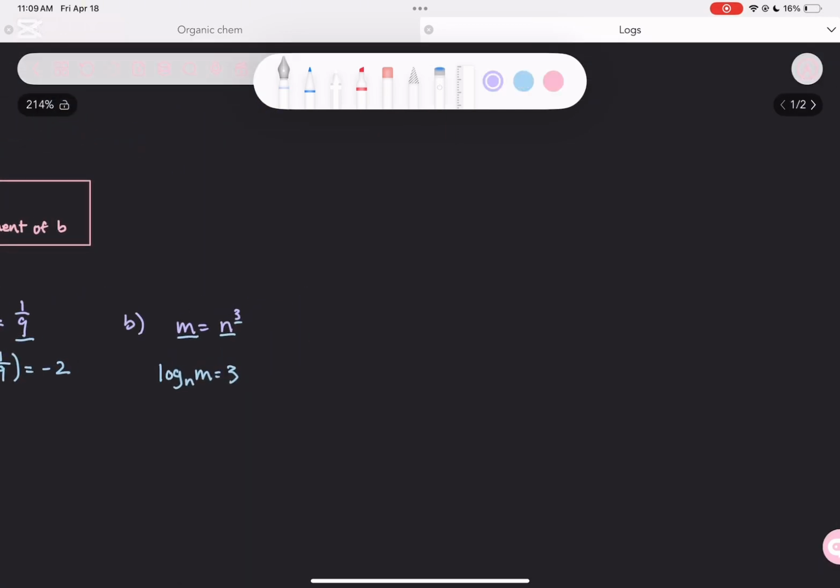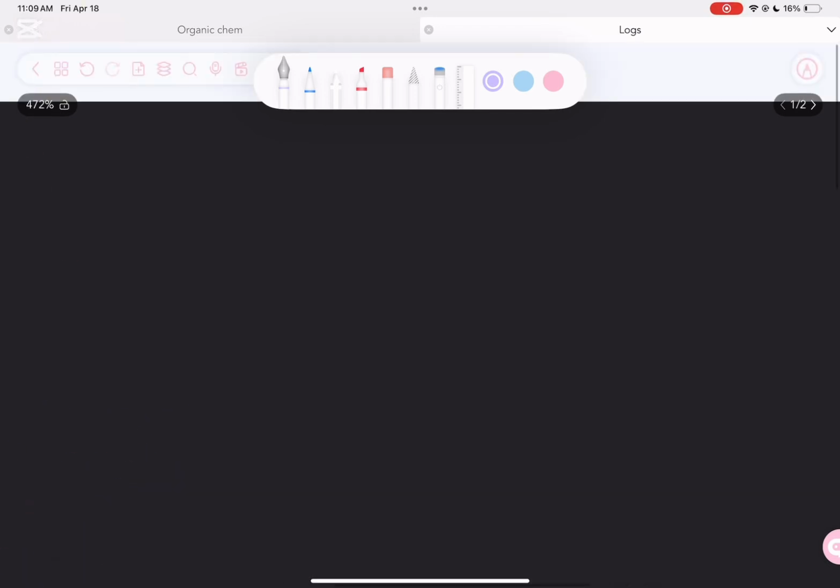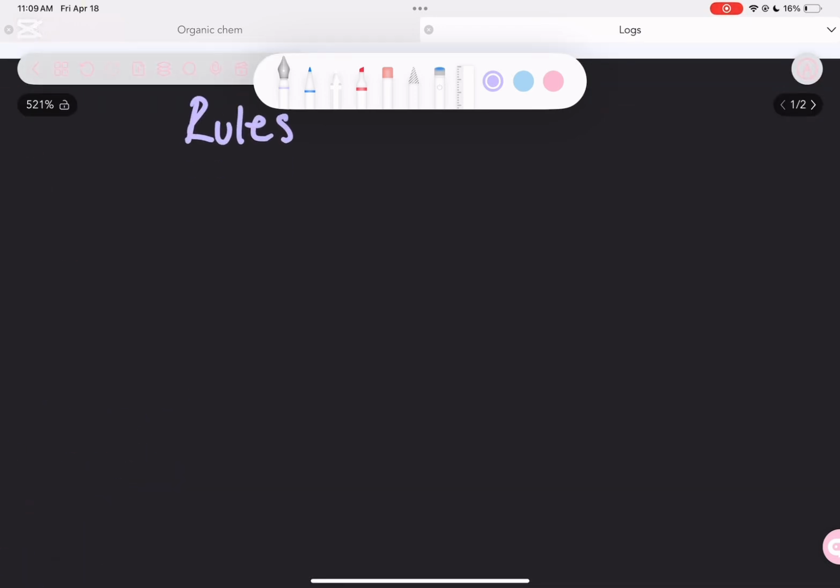Okay, and now there are some log rules that are very important that you should know. Here, let's title this rules. Great. Some of the most basic ones would be, for example, this isn't really a log rule, this is just a rule, but say you have x to the a is equal to x to the b.